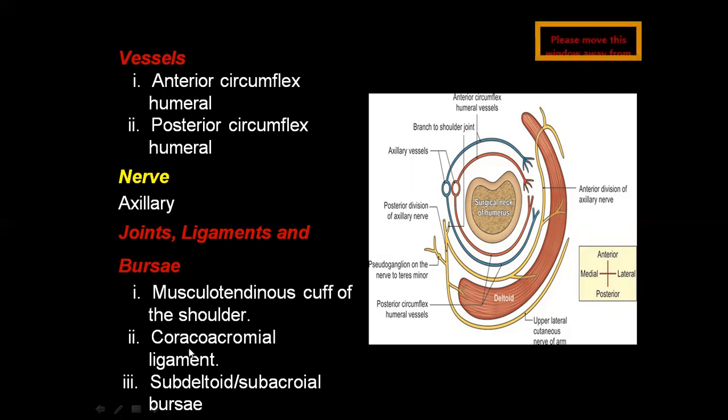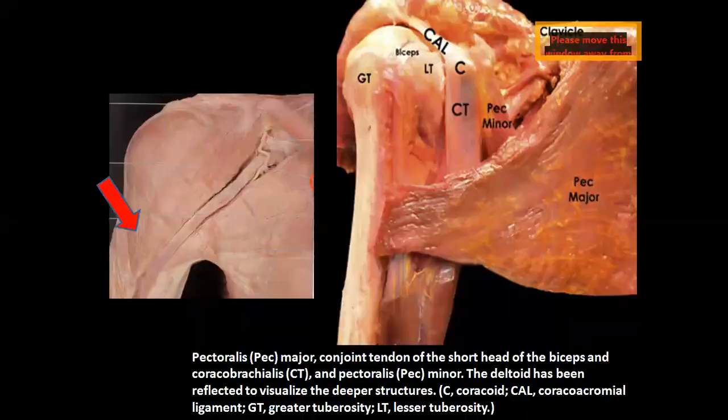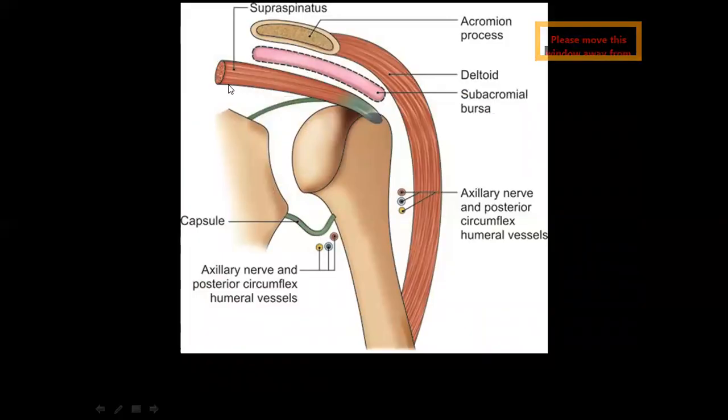Apart from that, we will find the coracoacromial ligament, which you will study in detail when we do shoulder joint. Apart from that, we will also find bursae along with joints, like below the deltoid muscle. The name of the bursa is subdeltoid or subacromial bursa. See here, this is the deltoid muscle. Below the deltoid muscle, we have a synovial membrane filled space, filled with synovial fluid. You call it the subacromial bursa.